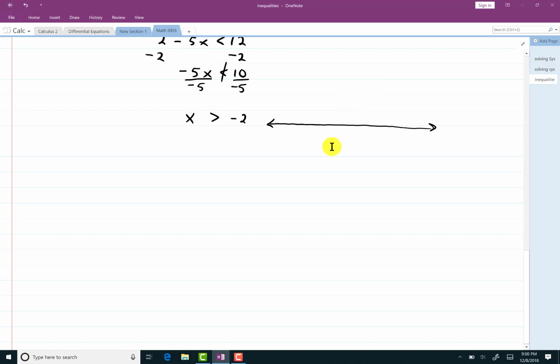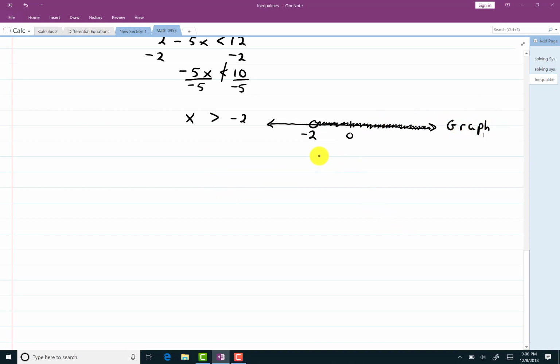It doesn't matter if you put 0 on here. I really don't care if you do or not. I want to locate negative 2. And once again, I'm putting a hole there because negative 2 is not included in my answers. And then this says all the numbers that are greater than negative 2. So that means I need to shade to the right of negative 2. And once again, if you want to play around and pick some numbers in this interval to plug into the original inequality, you can do that. But there's the graph.